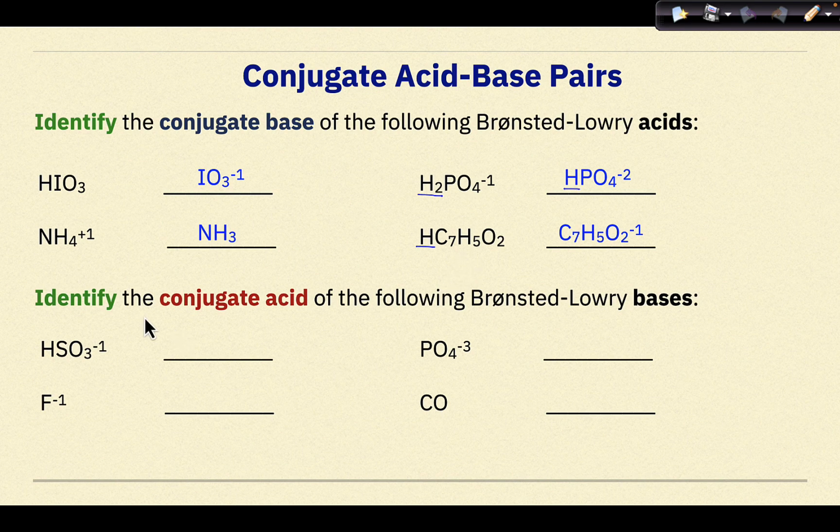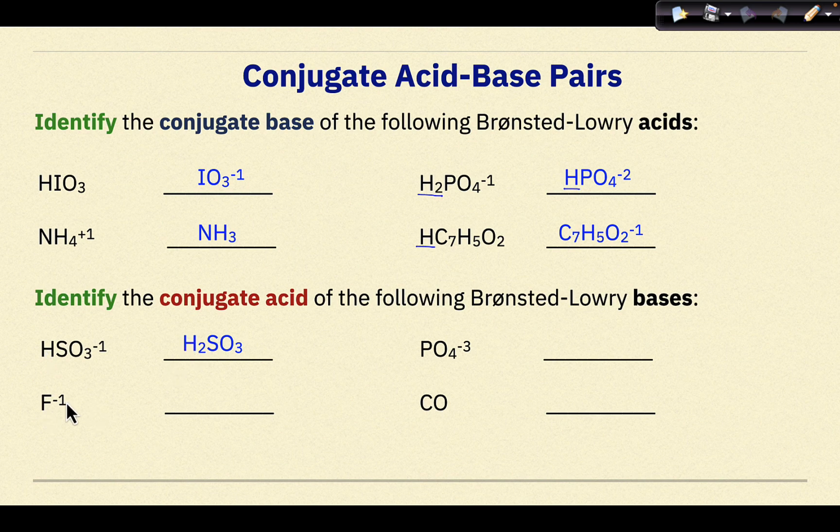Let's go on and identify the conjugate acid of the following Brønsted Lowry bases. So these are all bases. Again, they will only differ by one hydrogen. So in each one of these blanks, we should see an addition of a hydrogen to each one of these bases. So our first one is HSO3 minus 1. The conjugate acid is H2SO3. Notice that there's one hydrogen here and two hydrogens here.